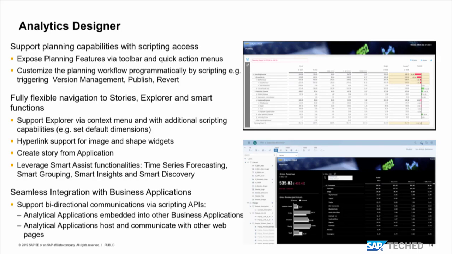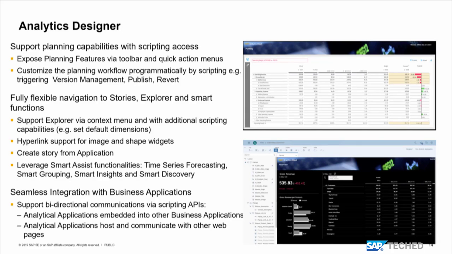So within the SAC, we have story, right? We have Explorer to do the intense data exploration. And we have the whole smart functions like smart discovery and search to insight, smart insight, and all of these different artifacts. And now we have analytical applications. And there we have a consistent look and feel across all these different artifacts.